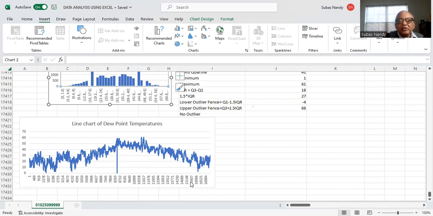I presume this is where the dew point temperature reaches a high during summer, and then it goes down slowly during winter. From low it starts, reaches a high dew point temperature, and then goes down. So this is called a line chart. Again, I highlight the column, go into Insert, and select the type of chart I want. First a frequency histogram, second a line chart.